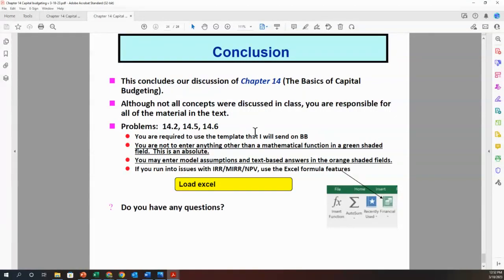Okay, this is it for chapter 14. Let's pull up the homework quick. By the way, you know the drill. I only want mathematical functions. Don't be keying anything that you're not supposed to. If you get lost, Excel will walk you through these formulas. These are not tricky. These are not difficult formulas, but you can actually have Excel just walk you through it.